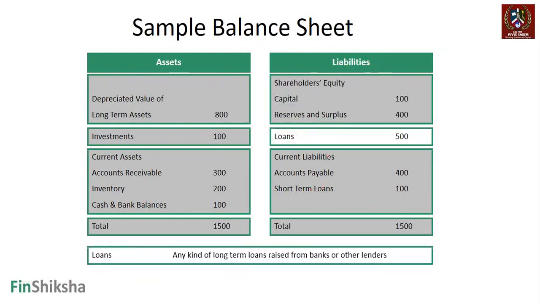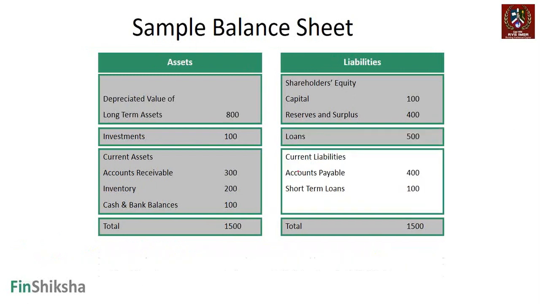Then you have the non-current liabilities. Remember, these are typically the long-term loans, right? When we mean long-term loans, these are loans which are for a tenure of more than 1 year, sometimes 5 years, 6 years, 10 years, right? You could raise this money from banks or any other lenders. Anyone could have given this money to you. This is all long term in nature, right?